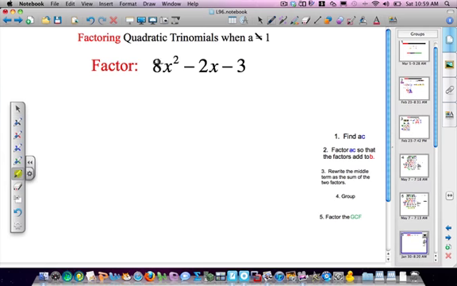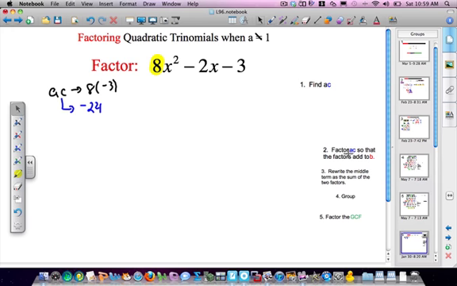Let's factor a quadratic trinomial whose leading coefficient is not 1. To do this, let's find the product of a and c. Now the leading coefficient is 8 and the constant is negative 3. So the product of AC will be 8 times negative 3. So A times C yields a negative 24.